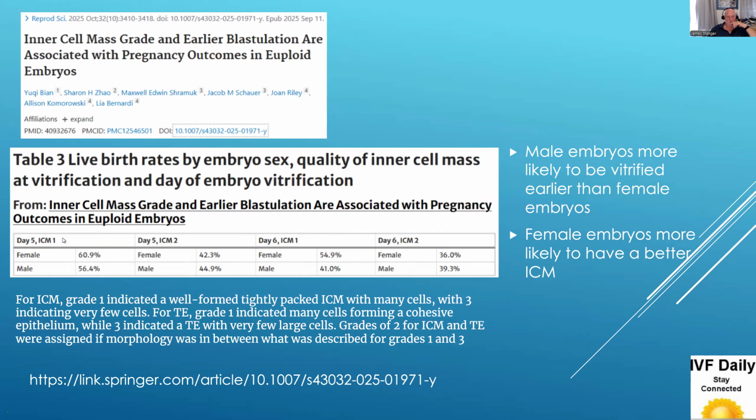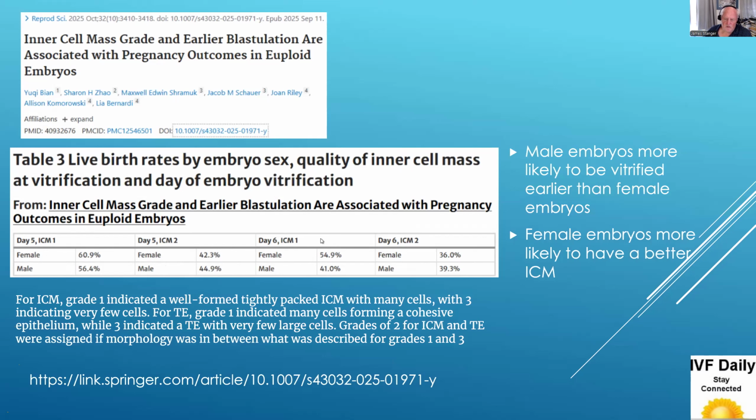If you're picking embryos out with the best inner cell mass on day 5, 60% will be female, and 56% will be male. If you choose embryos with a poorer inner cell mass, the rate's actually fairly similar, about 40%. Still, 40% is pretty good, but it's not 60%.